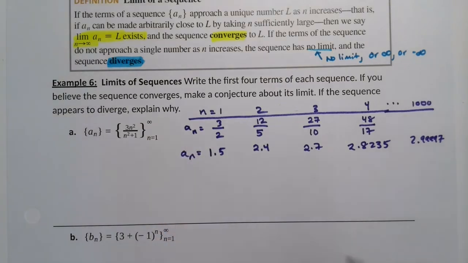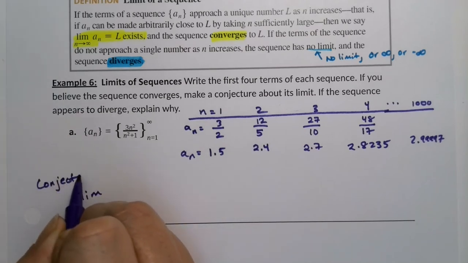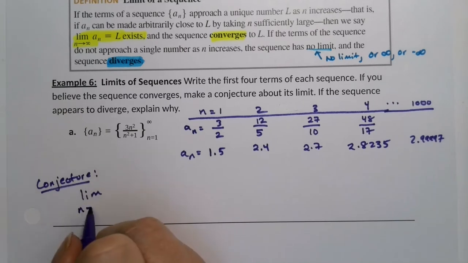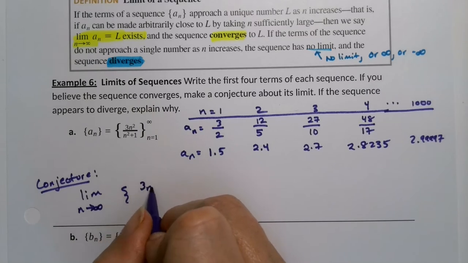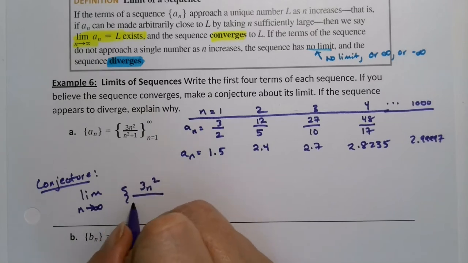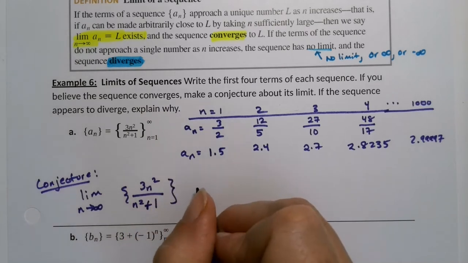And then it wants me to make a conjecture about the limit. I think that the limit, this is my conjecture, as n goes to infinity of 3n squared over n squared plus 1, that sequence is 3.